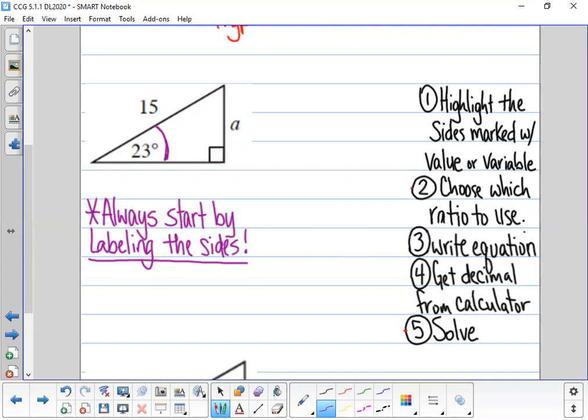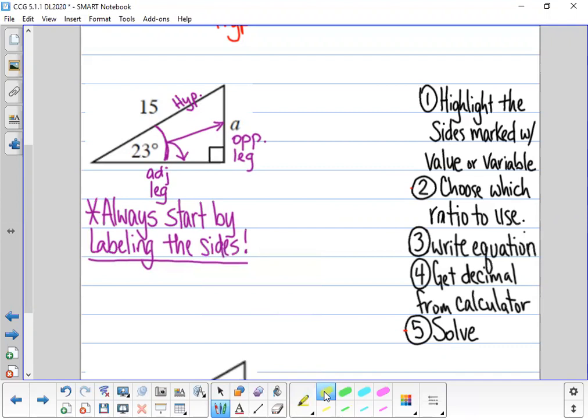I'm going to label the hypotenuse first. The hypotenuse is always across from the 90-degree angle. And I just abbreviate it by saying HYP, hypotenuse. Then across from the 23-degree angle, that is going to be my opposite leg. And again, I abbreviate it. And then the leg that is next to the reference angle, the 23-degree angle, that is going to be your adjacent leg. So no matter what problem you're working on for me, I always want you to label those three sides because it's going to help you really see which trig ratio you should be using.